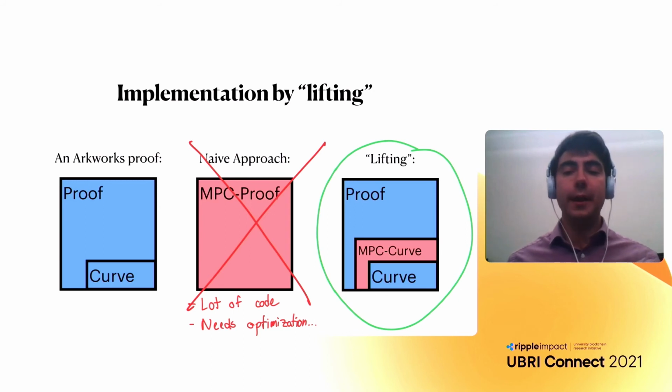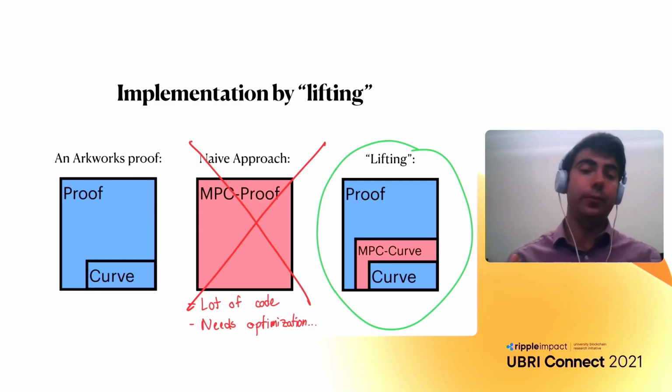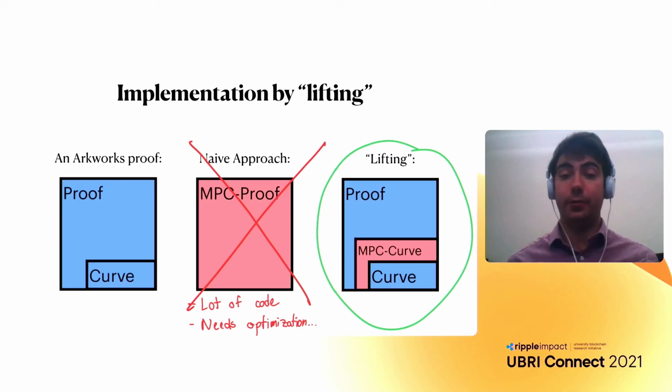What we do is we take the elliptic curve and we wrap it in what we call an MPC curve. So we wrap it in a new elliptic curve implementation that builds on a base elliptic curve implementation. But instead of just doing curve operations, it implements secure multi-party protocols for every curve operation. So you say add, and it doesn't just locally add, it runs some secure protocol.